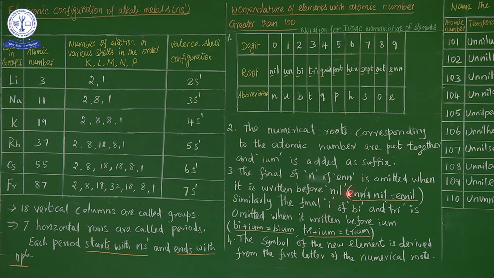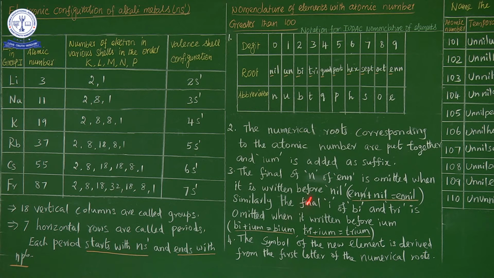The third rule is the final n of enn is omitted when it is written before nil. Nil is 0 and enn is 9. When the 9 and 0 come side by side, we omit one n. So enn plus nil is equal to ennil. Enn has two n's, nil has one n, so one of the n's is omitted and it is written as ennil.